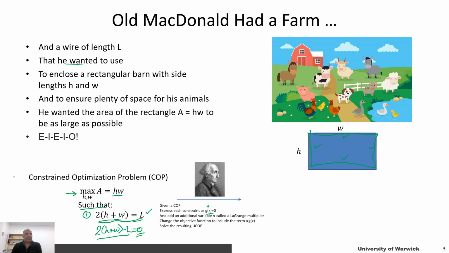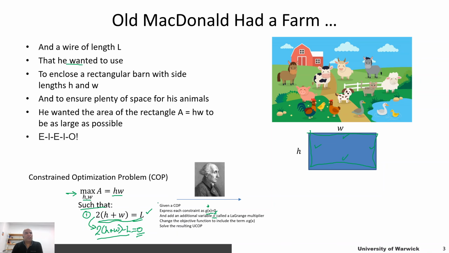Now, once we have expressed this constraint in this form, the next step is to introduce a multiplier, or another variable. The original number of variables in this problem is only h and w, so there are 2 variables that we can optimize over. But what this method requires is that we introduce an additional variable called a Lagrange multiplier. Typically, it's denoted by alpha 1 or alpha 2, or alpha if there is only a single constraint, and that's what we're going to do.